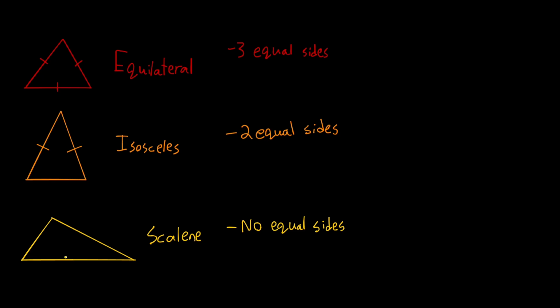Now, finally, we have a scalene triangle down here, which is when there are no sides that are equal to one another. So side 1 over here is completely different from side 3 over here, which is completely different from side 2 down there.